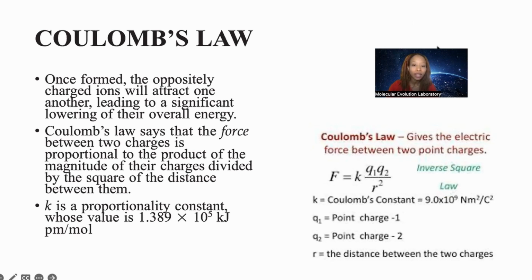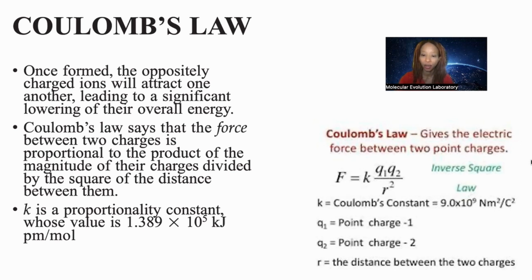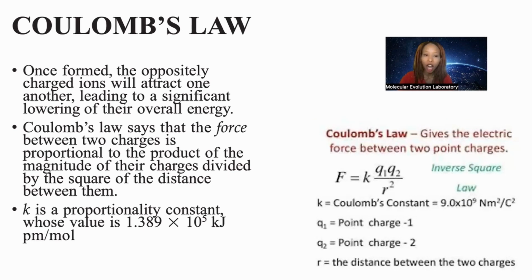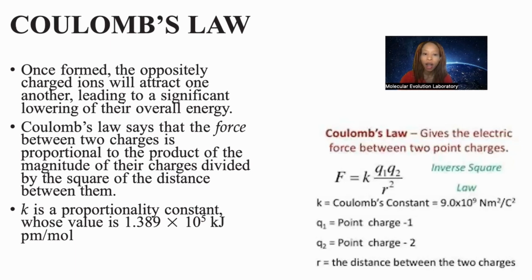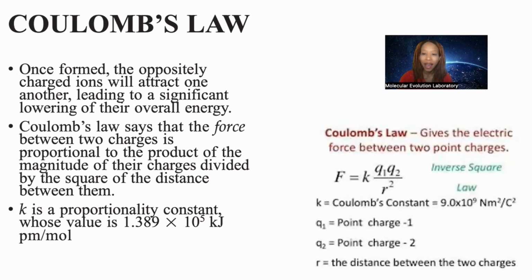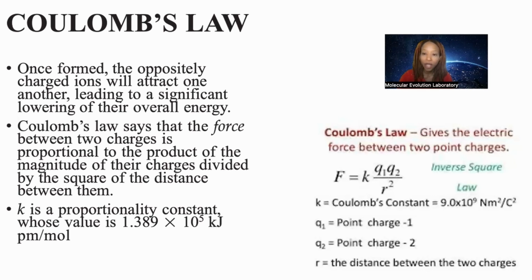Coulomb's law says that the force between two charges is proportional to the product of the magnitudes of their charges divided by the square of the distance between them. K is a proportionality constant whose value is 1.389 times 10 to the 5 joule picometers per mole. So Coulomb's law gives the electrical force between two point charges. So we're basically looking at the oppositely charged ions and how they are attracted to each other by an electric force through the formation of energy.